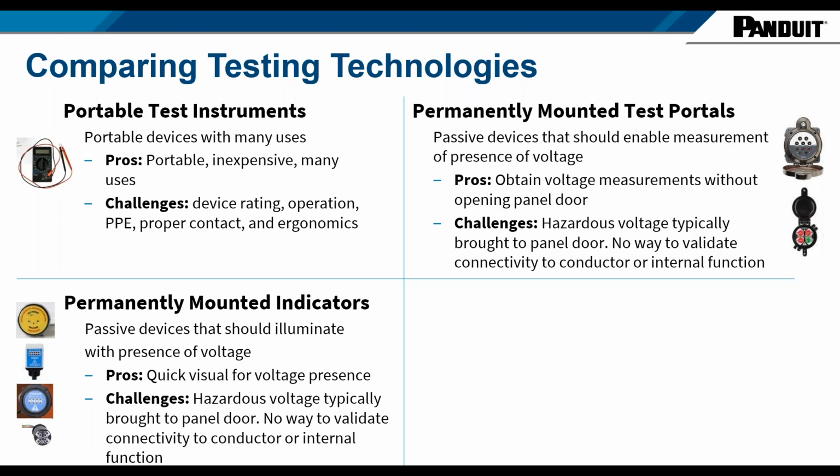Right, so the pros: you can obtain voltage measurements without opening the panel door. If you do need to get voltage measurements from those points, you can do so without opening the panel door. From that sense, they're great because you don't have to go into the panel when you normally would, and that is a hazard you are avoiding. Some of the challenges, again, just like indicators: hazardous voltages brought to the panel door, going across hinges and to the back of that panel door. So that is a risk that you're adding.